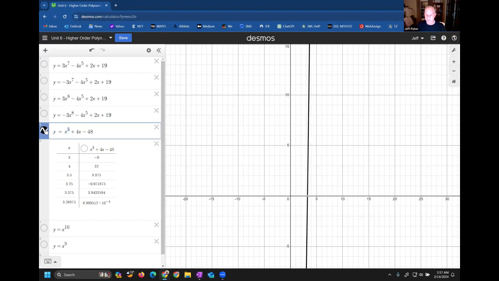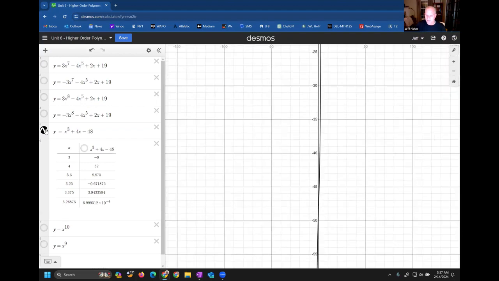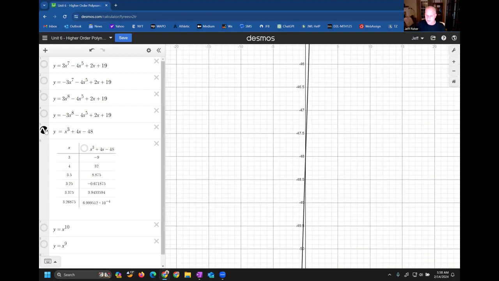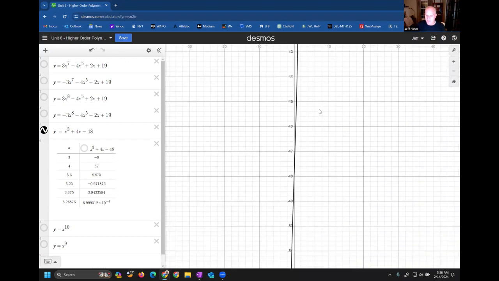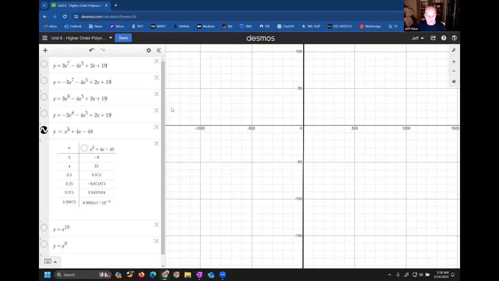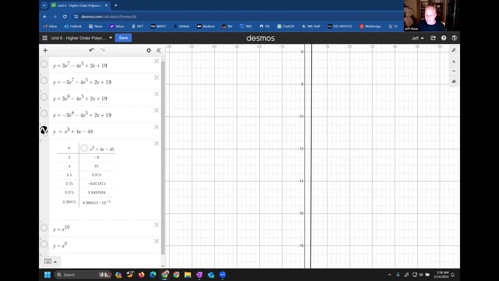We'll click on that, and you'll see that when I zoom out, it's hard to see, but it goes up on the left, and once it crosses the y-axis, it goes up on the right, okay? That's not a very good one because it's hard to see on the graph. Let me do that. And that's a little easier to see, but still not that easy to see.